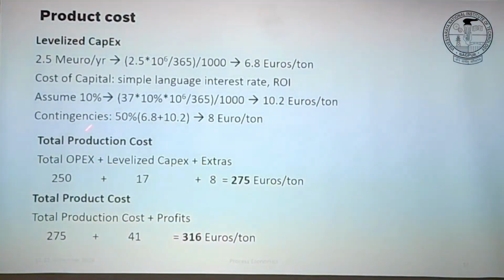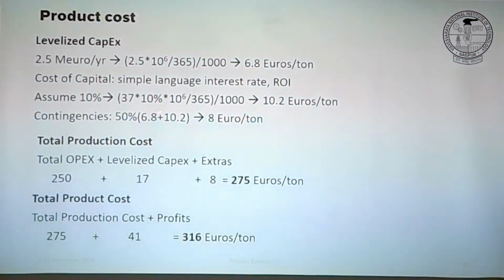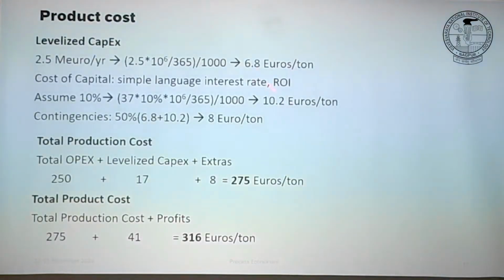So let's assume 10% interest rate, not so bad. We are in India, especially 10-11% for green projects. For some special projects, maybe lower, but generally 10-11% is what you have to pay. So similarly, we go 37 million euro times 10%, 10 to the power 6, same calculation. So 6.8 I have to pay for my plant.